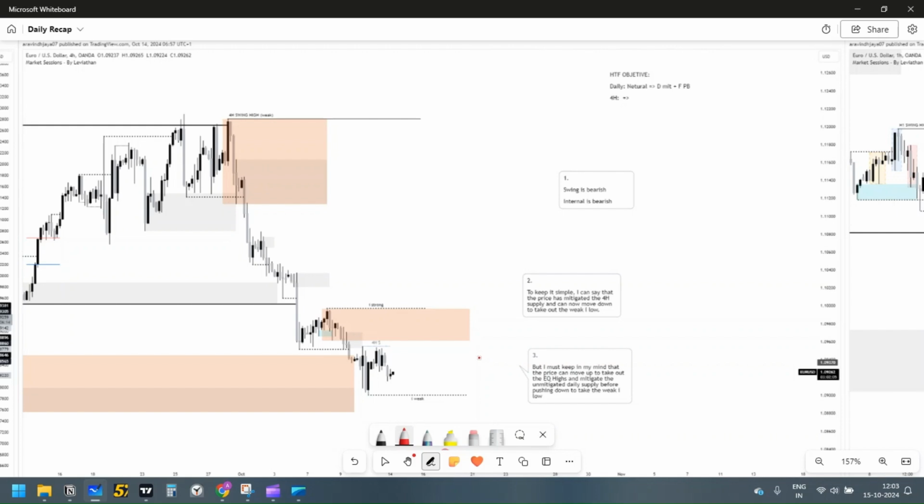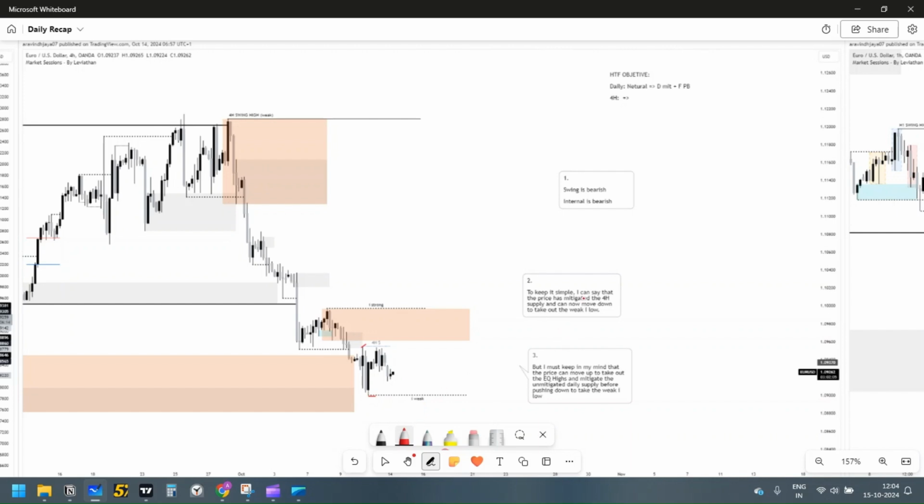So what I expected in the daily is the price has mitigated the daily demand, and now I can expect the price to push up to mitigate the daily supply. That's what my expectation was in daily. And the 4 hour can also play out like the daily, because there is a perfect equal lows formed in the 4 hour, which the price can be magnetized towards, and then it can take all these buy side liquidity, and then push down to take out the weak internal. That can happen, or otherwise, I can say this low failed to take out this high, and this low is obviously weak, and price can just come down today and then take out this sell side liquidity. It's as simple as that.